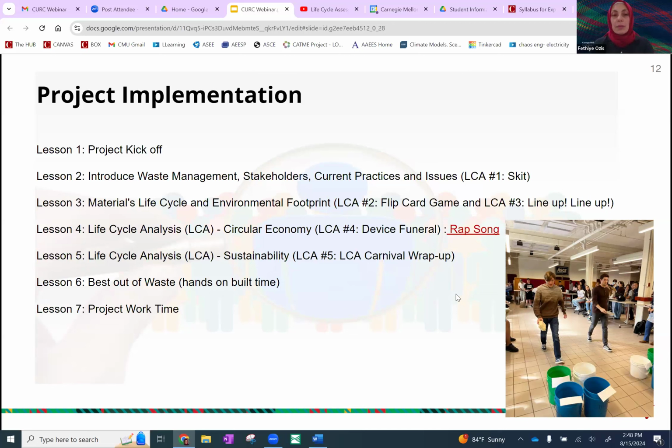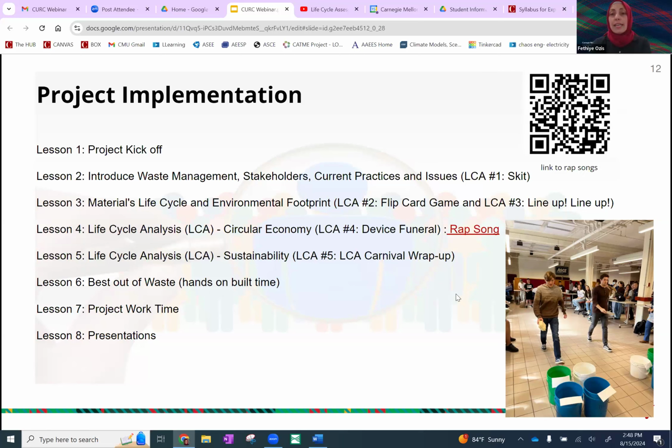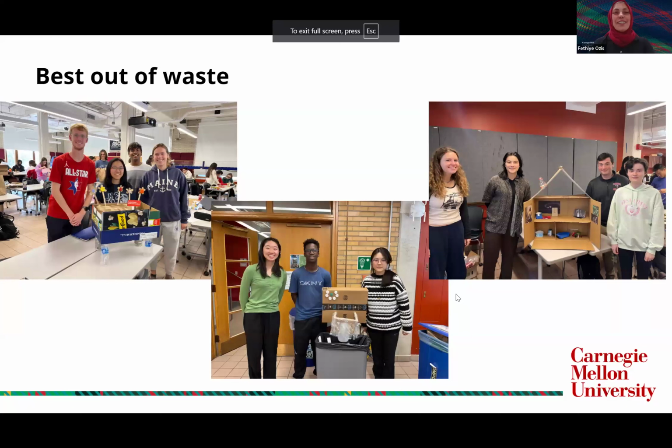And then, of course, giving them a little bit more project time and then final presentations to propose to Debbie, our client, some alternatives that CMU could work on, finding ways to do better with those hard to recycle materials. So again, if you'd like to listen to all those 4 rap songs, here's the QR code for you to listen to. They were a lot of fun. We had a lot of fun.